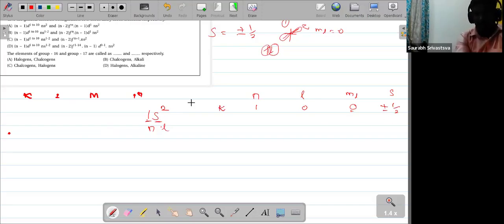Next, how many electrons are occupied in the shell? So 2 electrons are there. One is in the clockwise direction and another one is in the anti-clockwise direction.